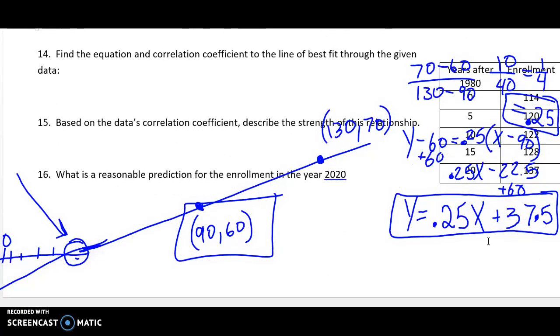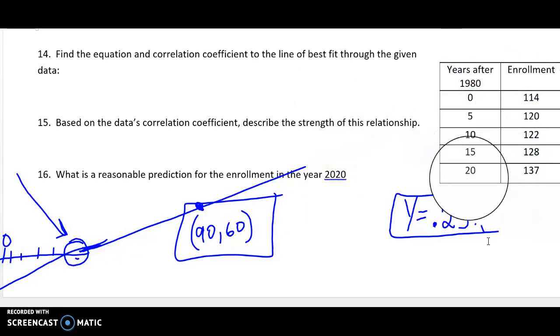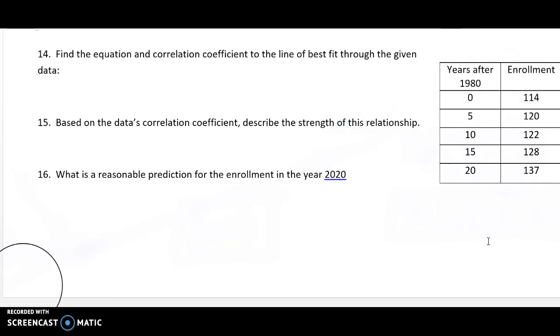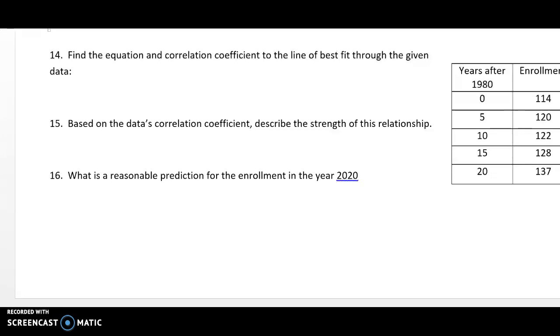We're almost done. Okay, number 14. Find the equation and correlation coefficient to the line of best fit through the given data. This is all calculator. So, I'm going to switch over to my calculator here.